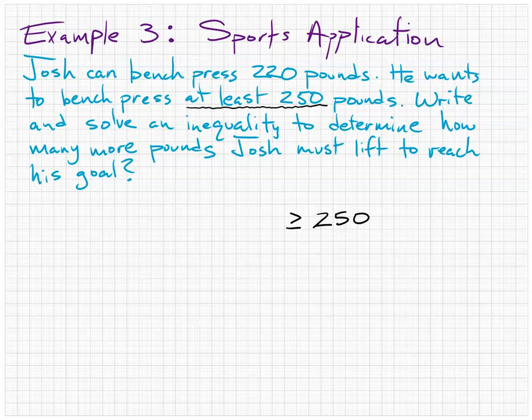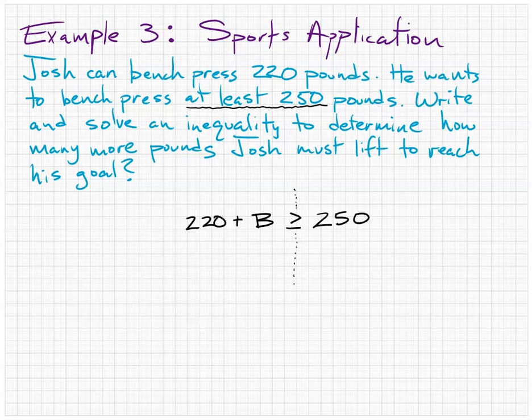So Josh can already bench press 220. So this is the information that he's already done. And he wants to be able to bench press more. Let's go with the B for the bench. So Josh's 220 plus this extra muscle that he's going to try to grow, he wants it to be greater than or equal to 250. And then we will solve this. But the key part was the at least 250.